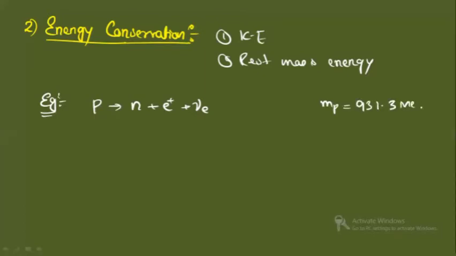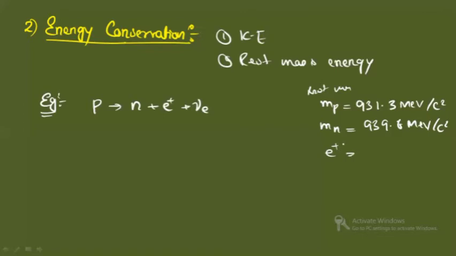931.3 MeV/c². If you see the rest mass of the neutron, it is 939.6 MeV/c². Clear? Next, we will see the positron.